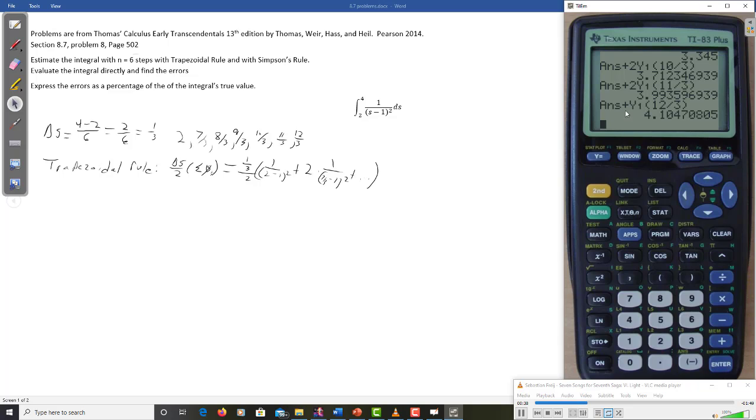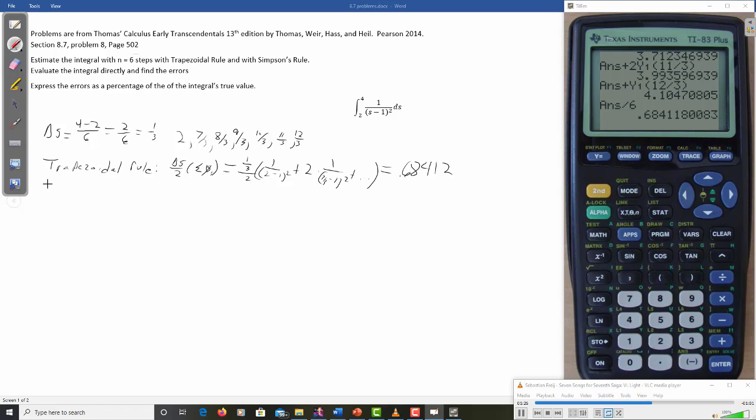Now remember, this is just the sum, all the stuff in the parentheses. I now got to divide that by 6 to do the times 1/6. So divided by 6, that is 0.68412. That's enough accuracy for what we're going to be dealing with.